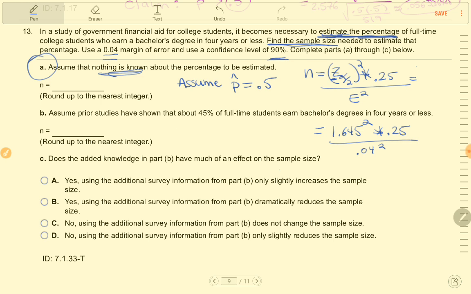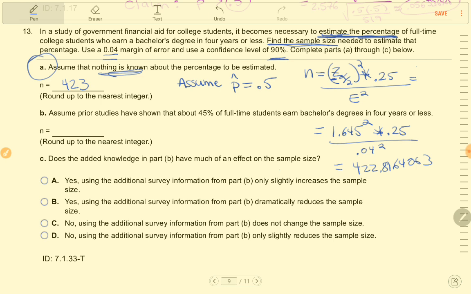So we have, this comes out to be about 422.8164063. So we need to have 422.8 people in our study. And since we need at least that many, we're going to have to go one more, because you can't have 0.8 of a person. So the answer here would be 423.